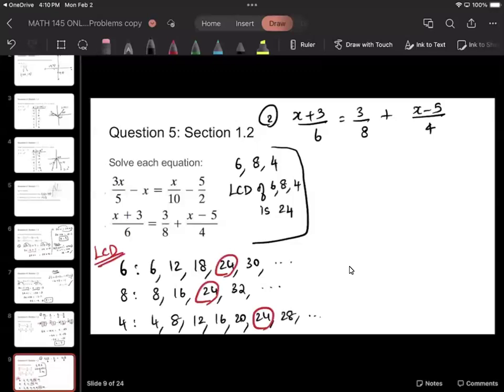Okay, so now that I know what the LCD is, I'm going to multiply each term with that LCD.